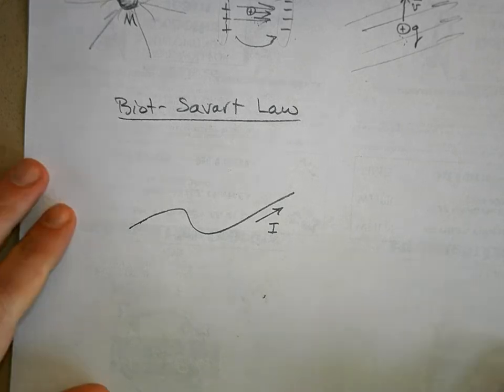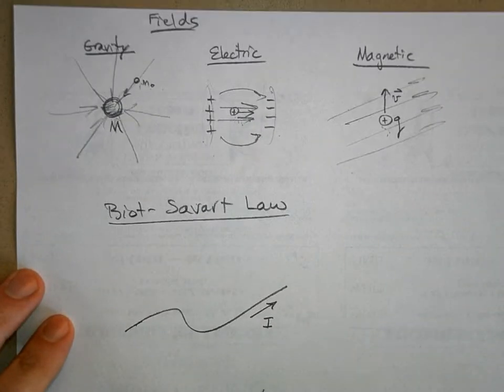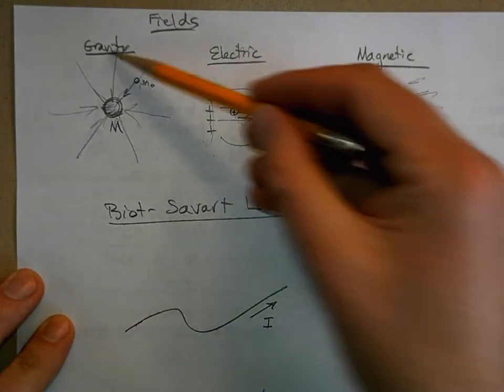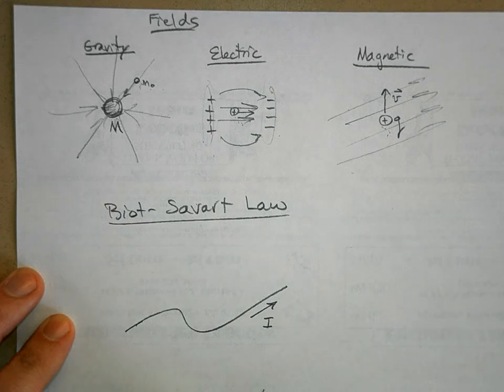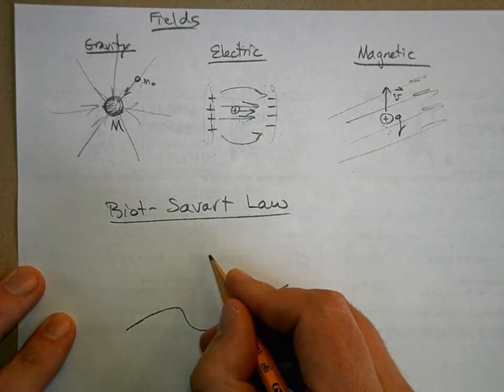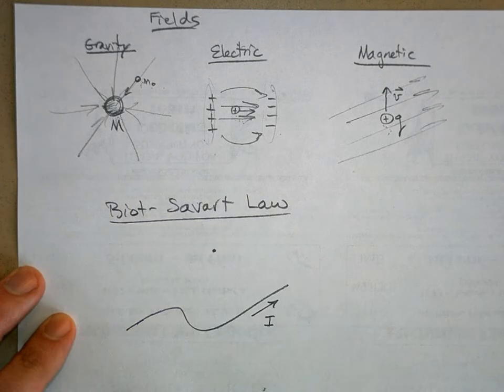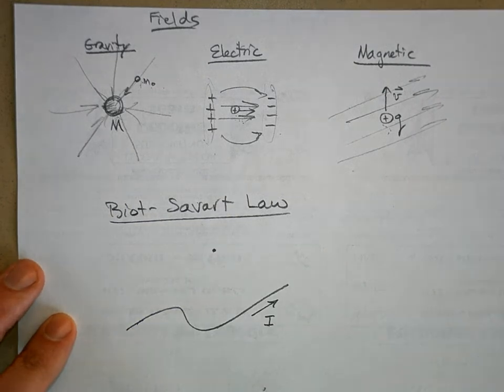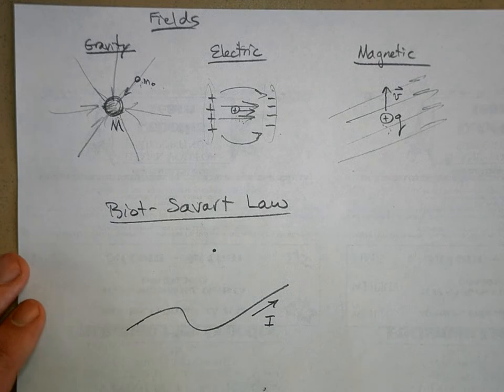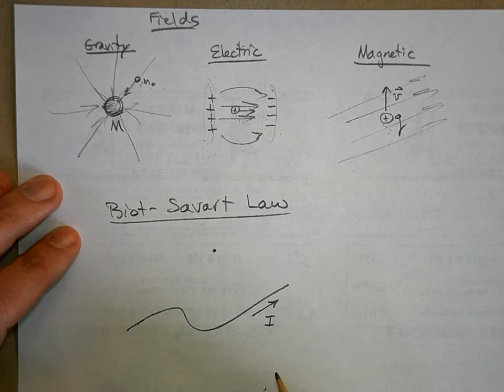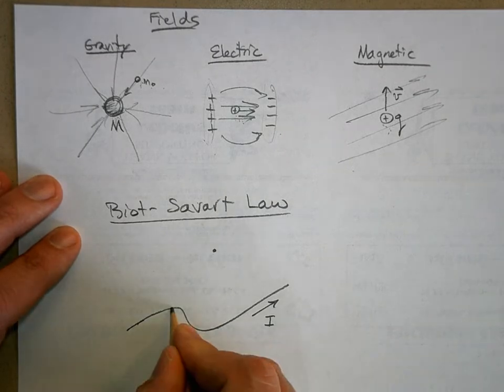And hey, this is consistent with the other two fields that we've dealt with so far. So let's just look at a point in space like this. And what we're going to do now is look at a little tiny part of the current, a little tiny displacement of current. So let's take a look right here.